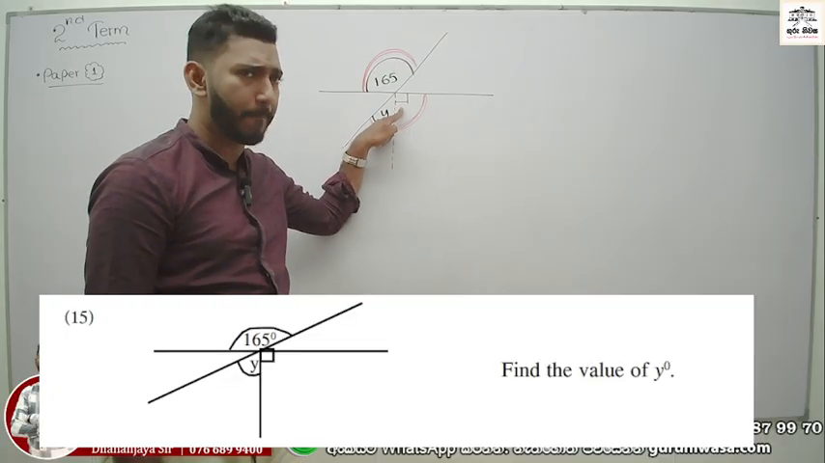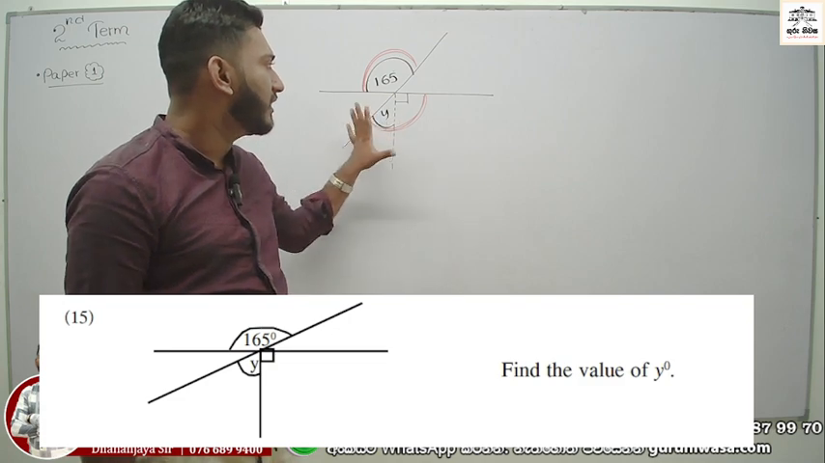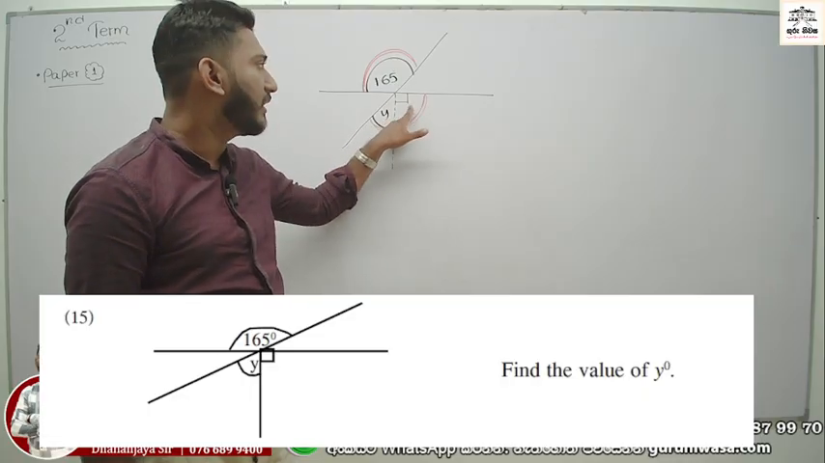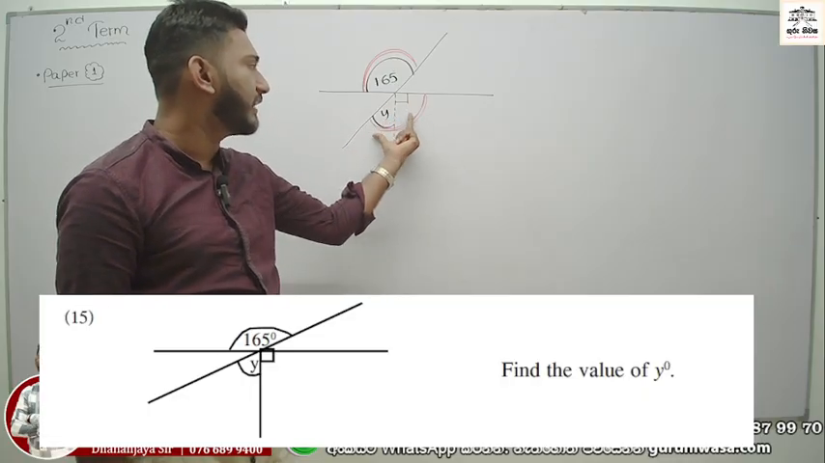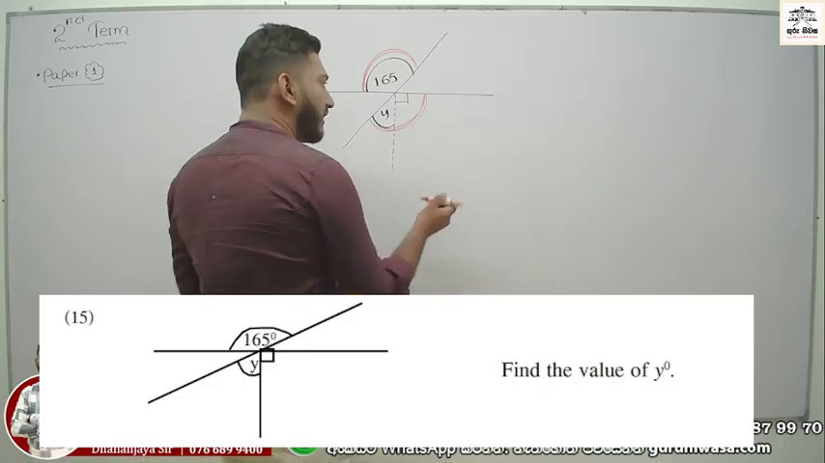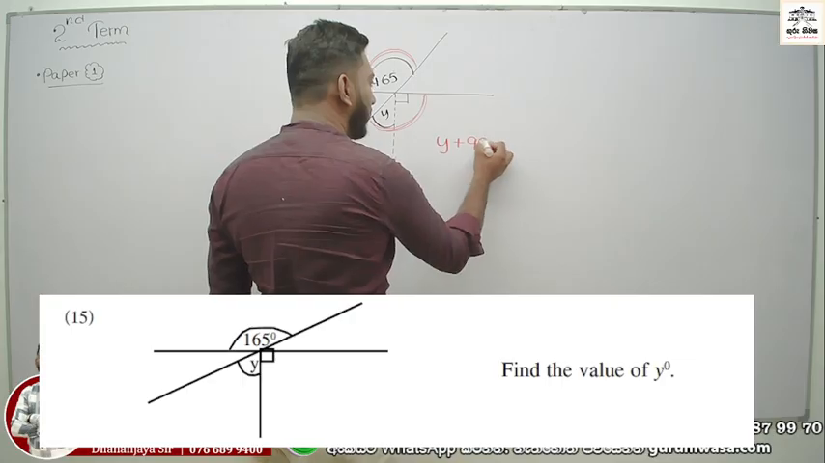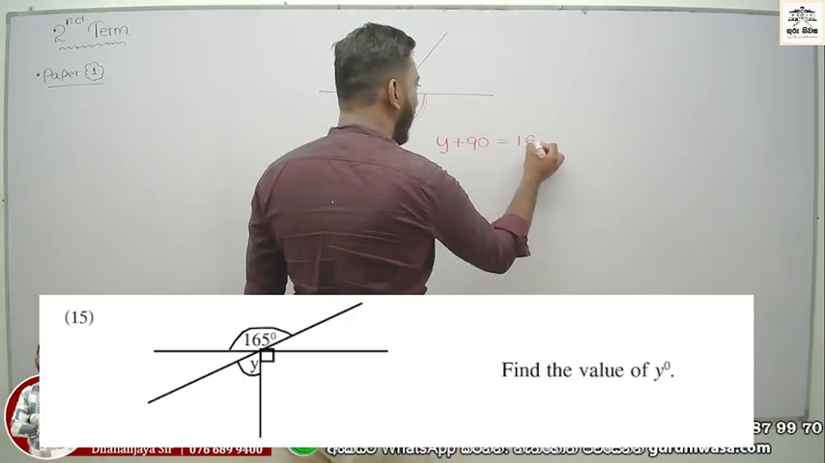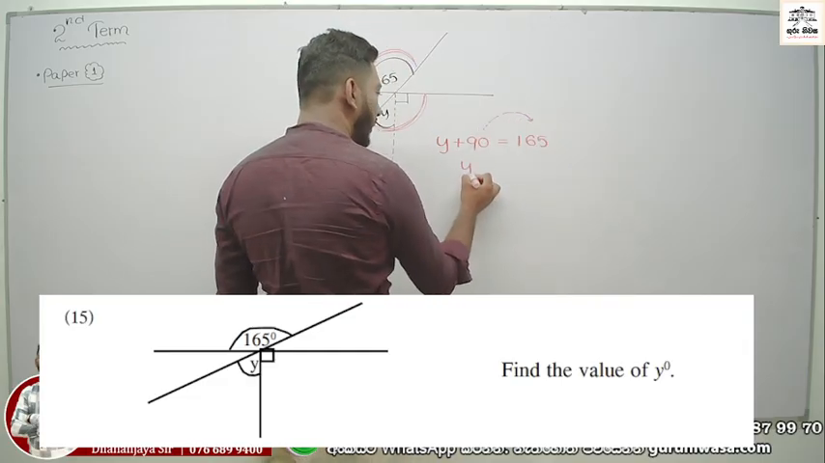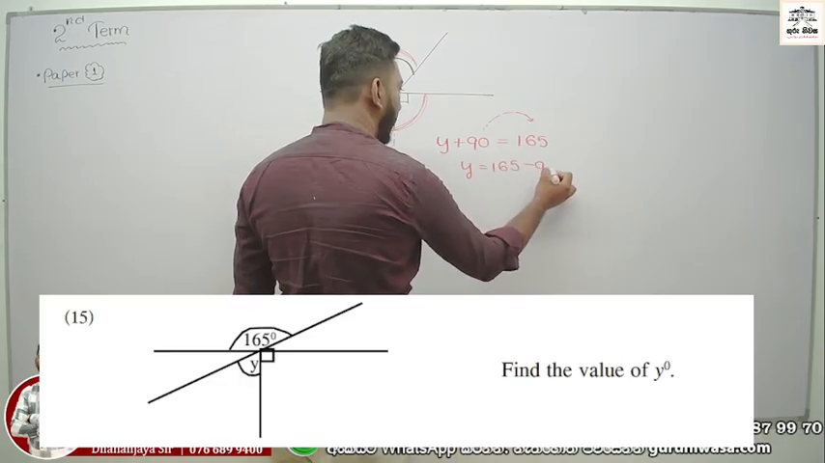How many degrees there? 90. 90. And you can write it as 90 plus y, right? 90 plus y, that is the sum of this angle, should be equal to 165. Now I'm going to write the equation: y plus 90 should be equal to 165. Now 90 goes to the other side. Now y is equal to 165 minus 90.